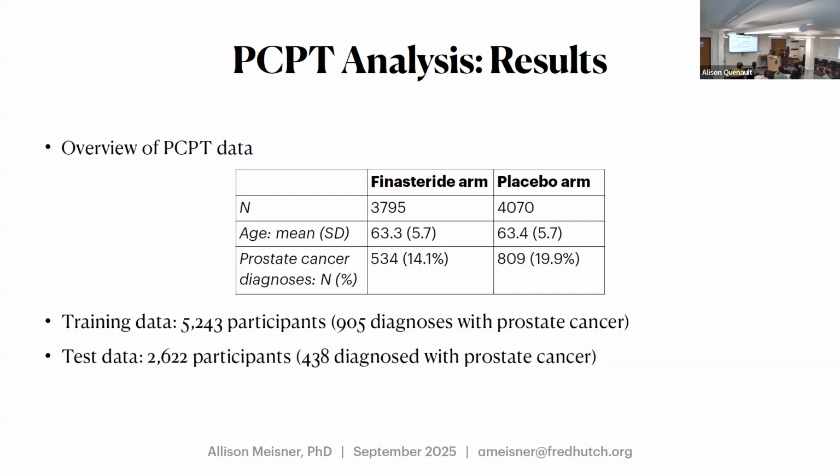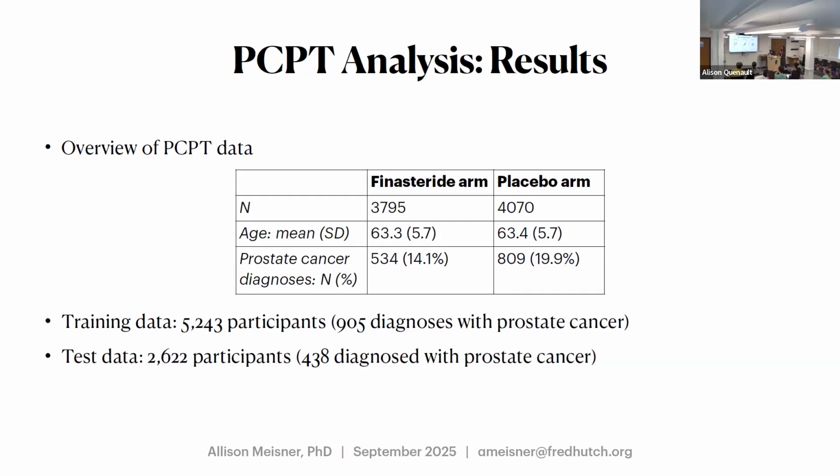But the age and race and everything was pretty similar between finasteride and placebo for those who gave the sample. So you can see that here for age. And then we have about 534 prostate cancer diagnoses in the finasteride arm and 809 in the placebo arm. And the training data was about 5,200 participants, and the test data was the remaining 2,600.